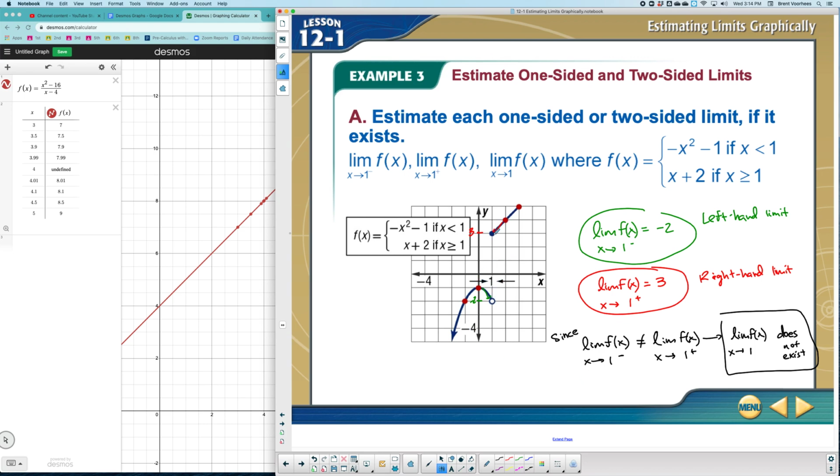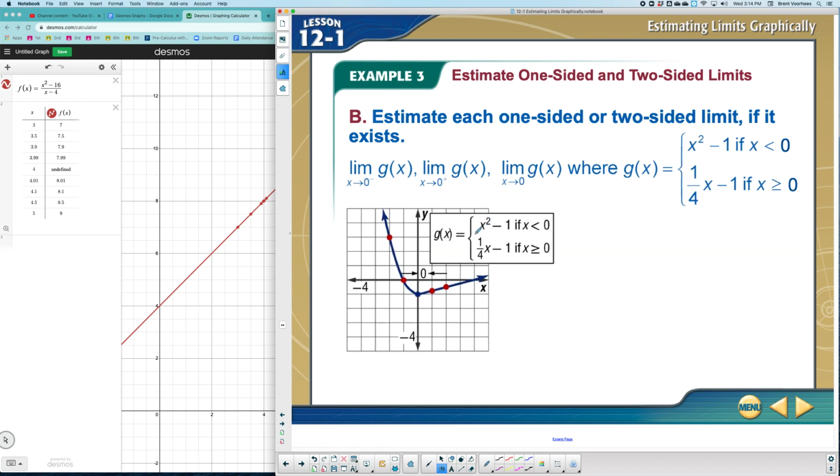Because these do not approach the same point, the overall limit at 1 does not exist, but the left hand does. The left hand limit is -2. The right hand limit is 3, but the limit as x approaches 1 from both sides would not exist. All right, here's part B.